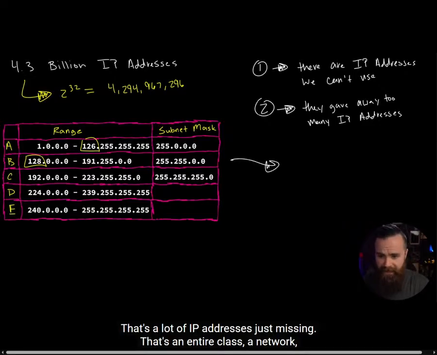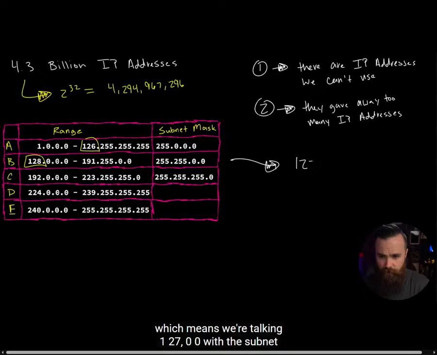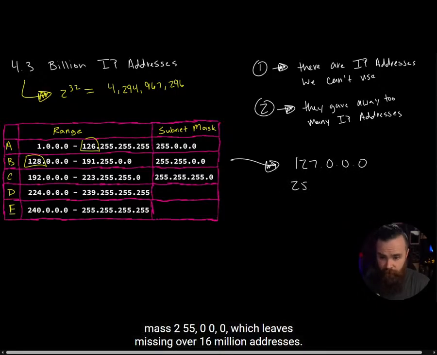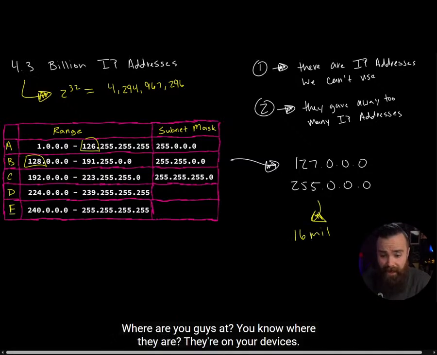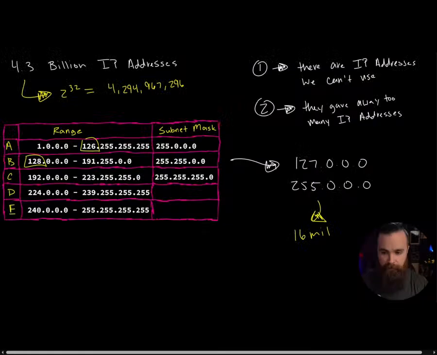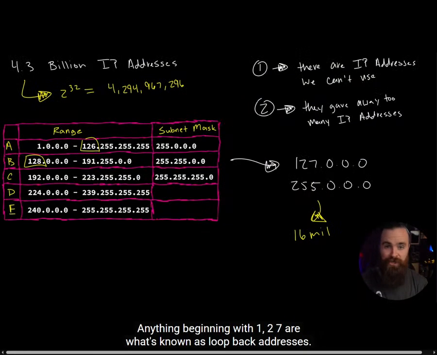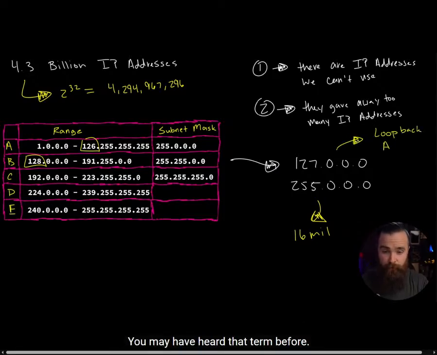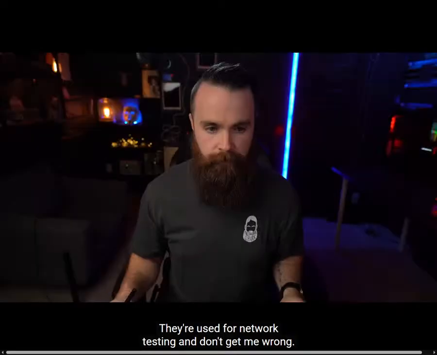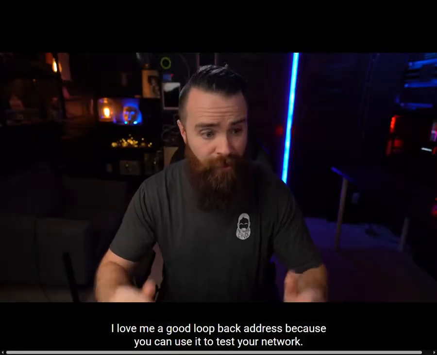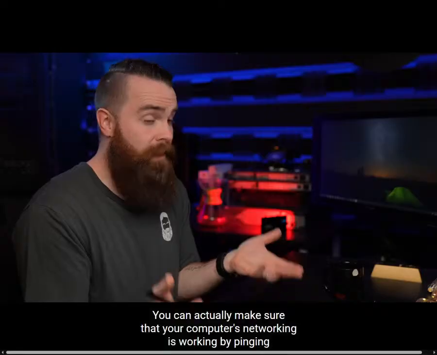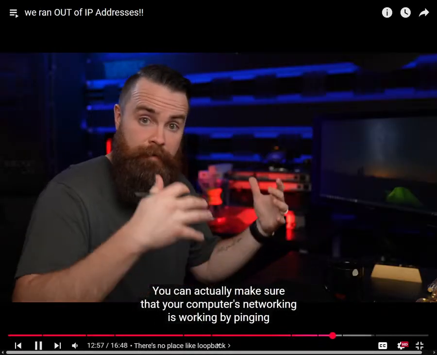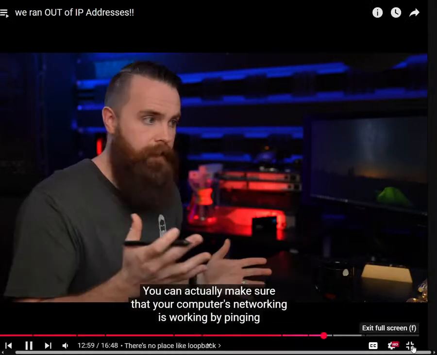That's an entire Class A network, which means we're talking 127.0.0.0 with the subnet mask 255.0.0.0, which leaves missing over 16 million addresses. You know where they are? They're on your devices. This range of addresses, anything beginning with 127, are what's known as loopback addresses. You may have heard that term before. They're used for network testing. Now don't get me wrong, I love a good loopback address because you can actually make sure that your computer's networking is working by pinging your loopback address.